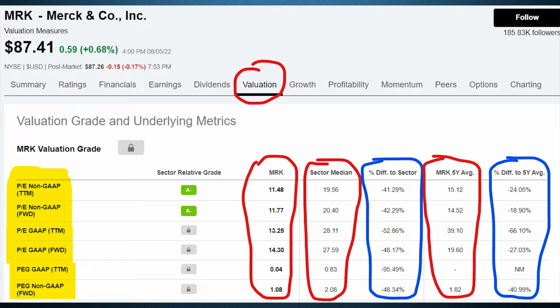So in other words, Merck's stock is looking like a pretty good value here at these levels when you compare them to their competitors, when you compare it to the sector, and even when you compare it to its own historical averages. Merck's valuation is pretty low when you do those comparisons. And I'll show you a couple more reasons why I also think that Merck stock is cheaper too.